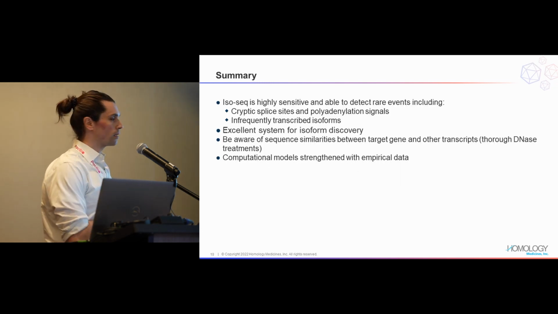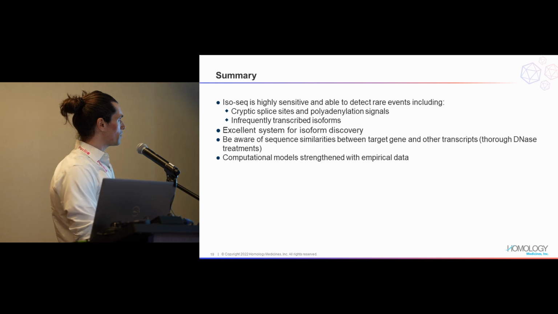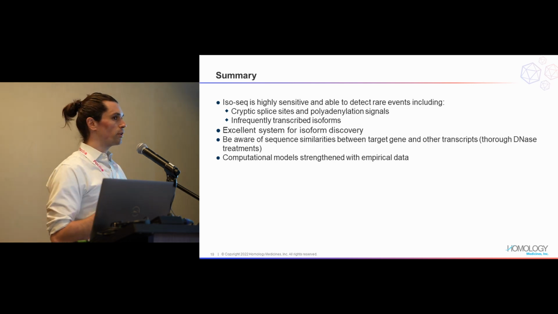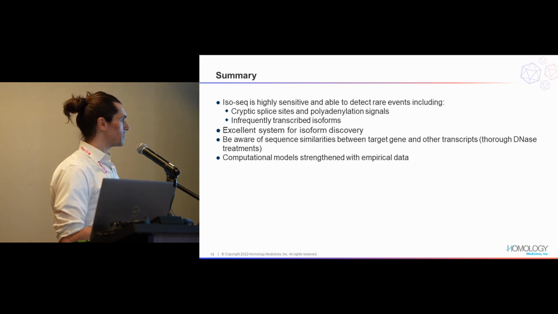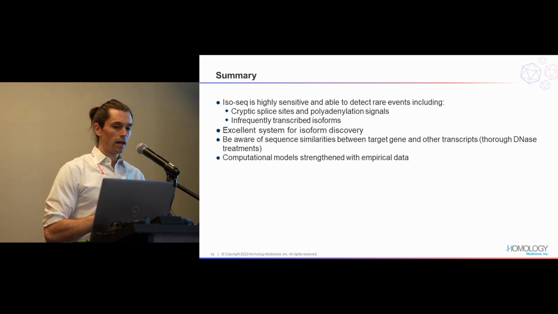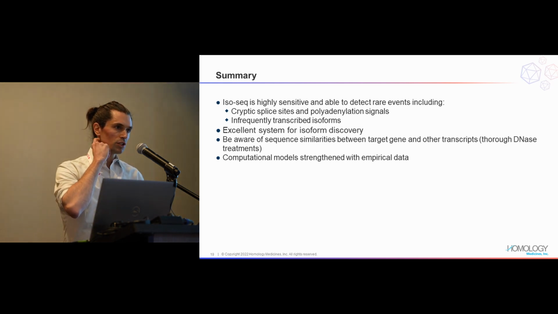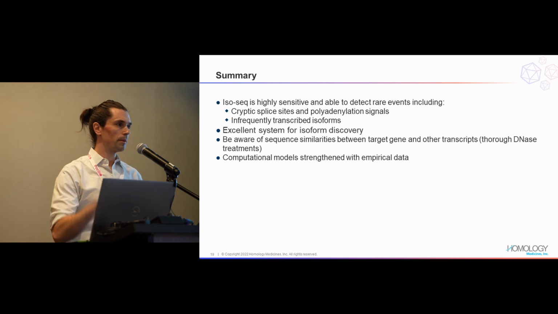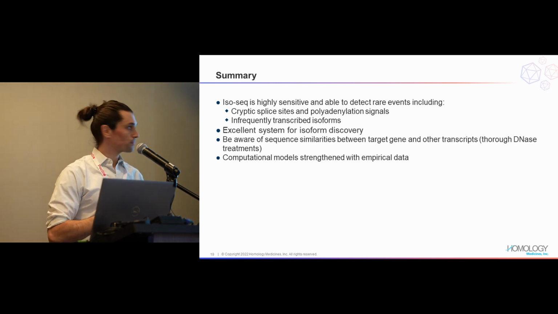Okay, in summary, real quick talk. Iso-Seq is a highly sensitive assay. It's able to detect rare events, cryptic splice sites, polyadenylation signals, and infrequently transcribed isoforms. It's an excellent system for isoform discovery. I also want to mention again to be aware of sequence similarities between your target gene and other transcripts, and thorough DNase treatments can cut down on picking up anything that you don't want to pick up. And computational models are strengthened with empirical data.